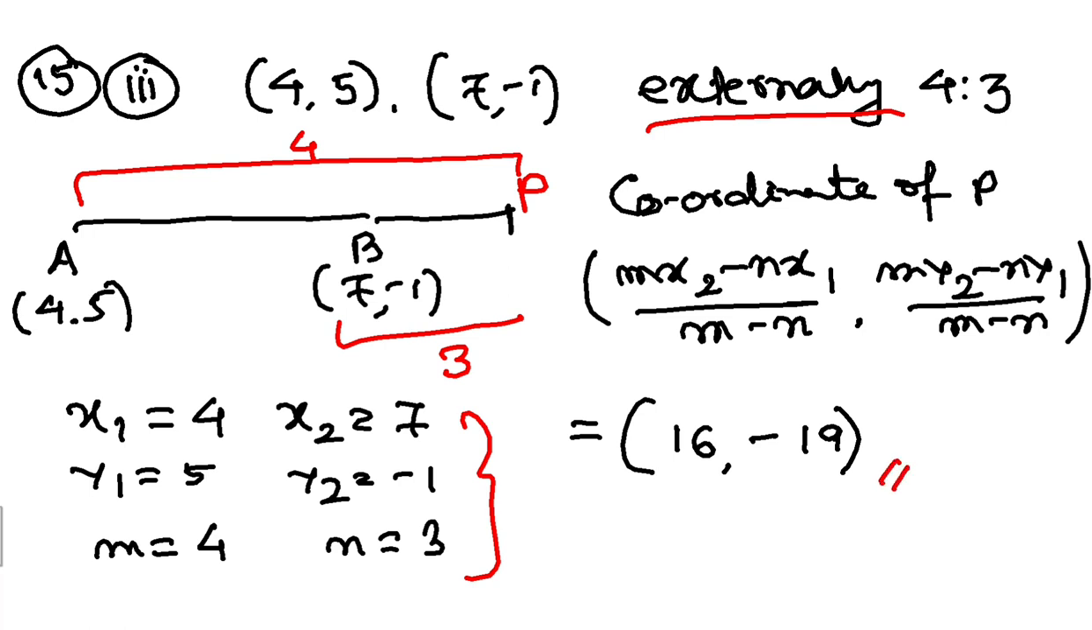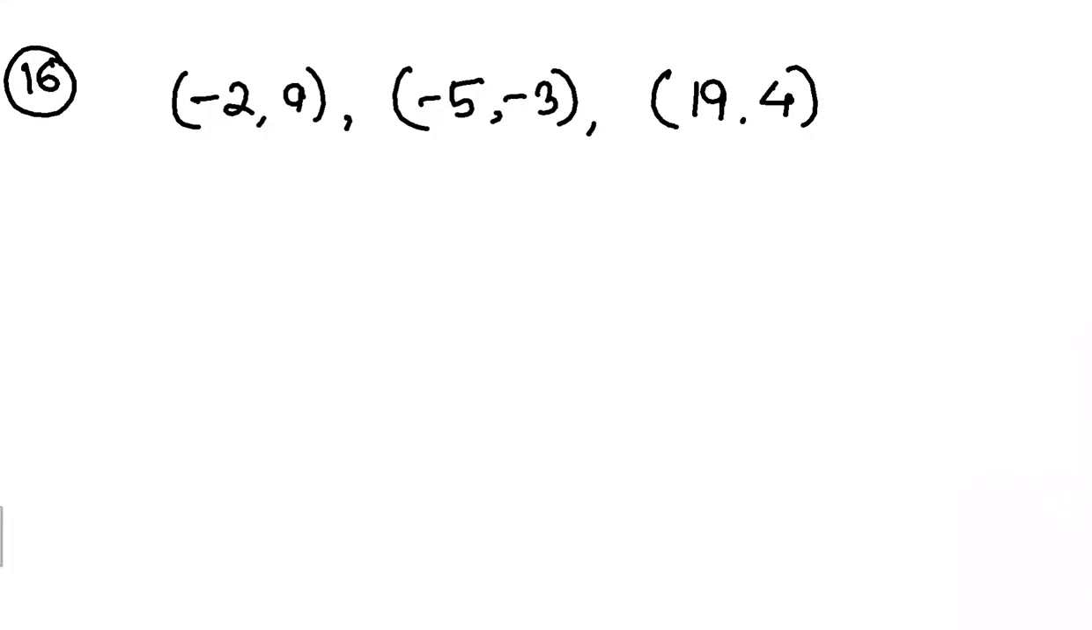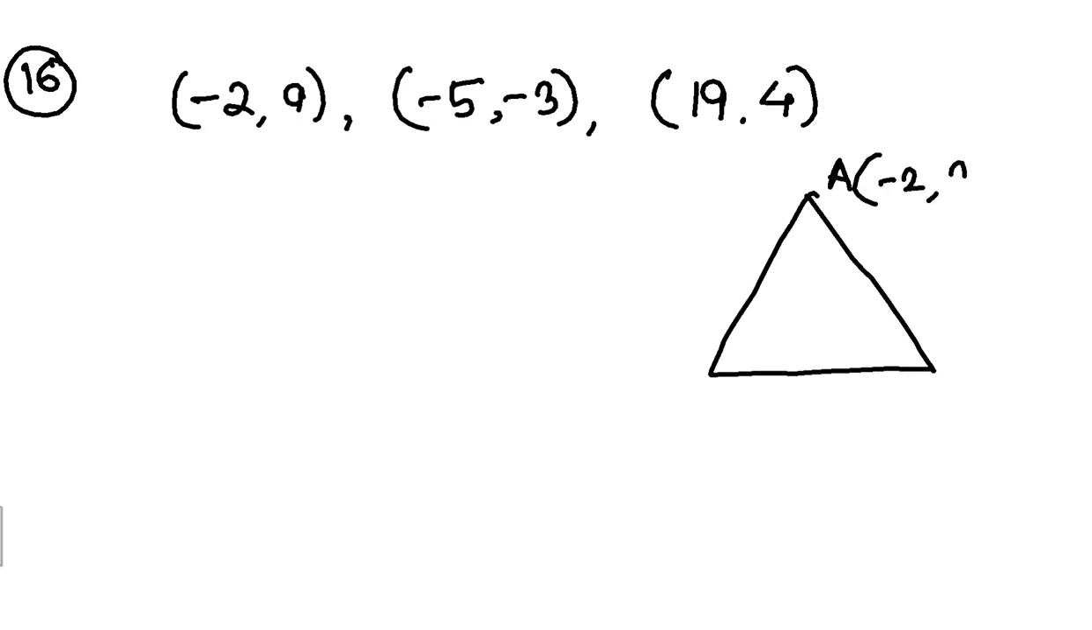Alright. So from 15, 1 and 3 have been discussed. 2 and 4 you can try on your own. Now let's move on to question number 16. Now in 16, these are the 3 vertices of a triangle basically. So let's say this is my first vertex A, second vertex (-5, -3), and third vertex (19, 4).